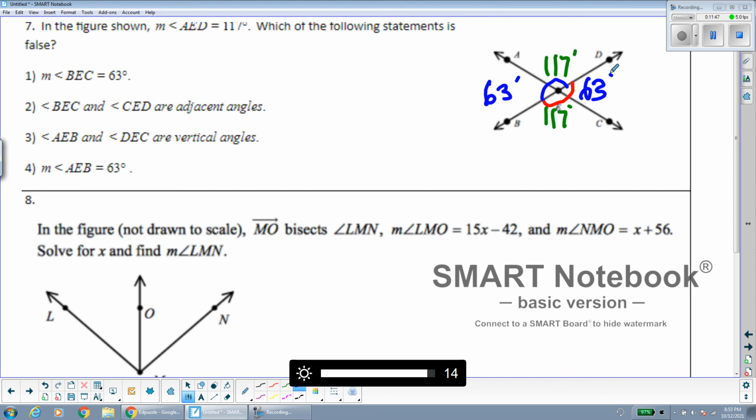So looking at the answer choices, I clearly see which one is false. The measure of angle BEC is not 63 degrees. We just filled out definitively that was 117 degrees because it's vertical to the other 117 degree angle, angle AED.